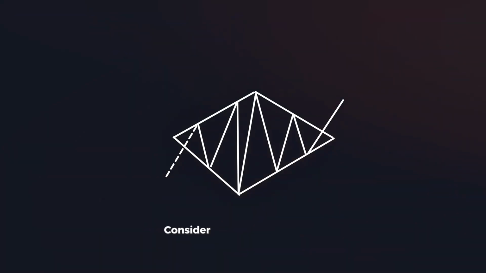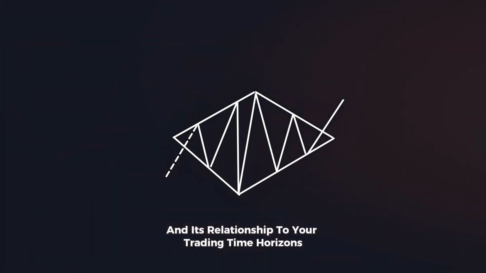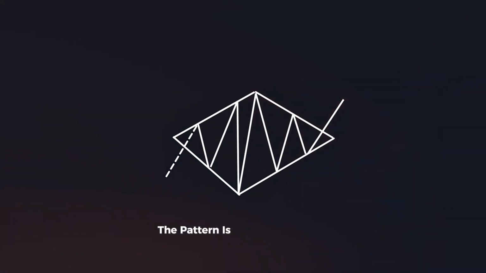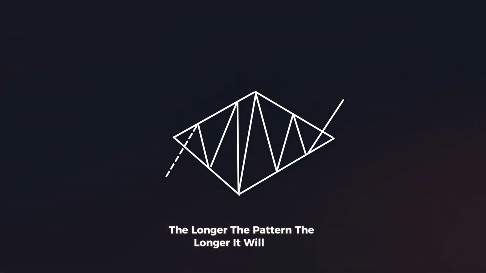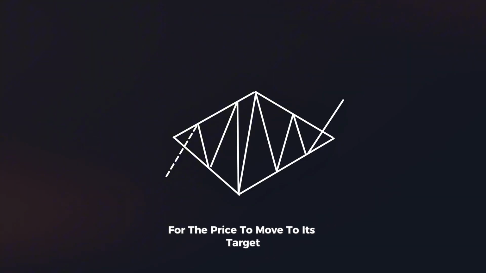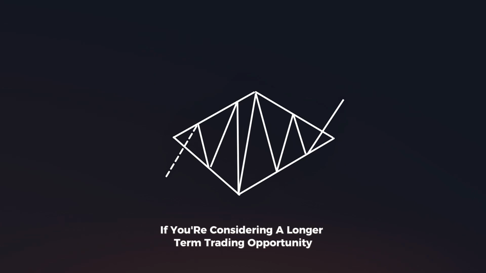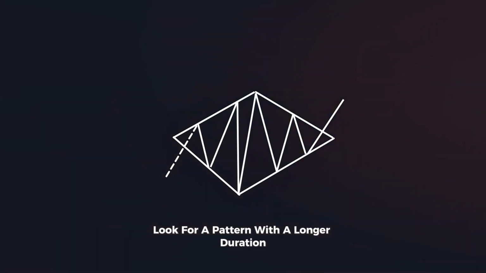Duration of pattern. Consider the duration of the pattern and its relationship to your trading time horizons. The duration of the pattern is considered to be an indicator of the duration of the influence of this pattern. The longer the pattern, the longer it will take for the price to move to its target. The shorter the pattern, the sooner the price moves. If you're considering a short-term trading opportunity, look for a pattern with a short duration. If you're considering a longer-term trading opportunity, look for a pattern with a longer duration.